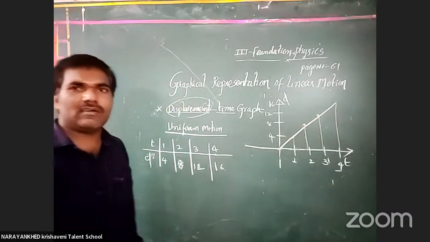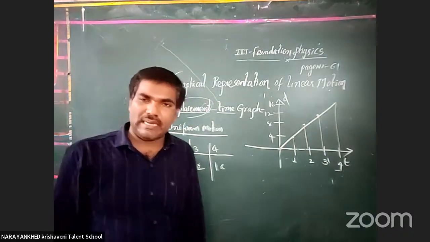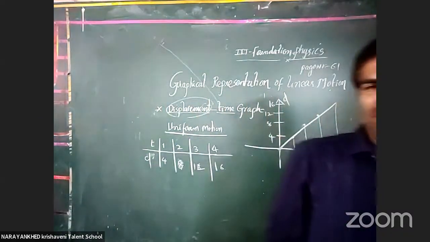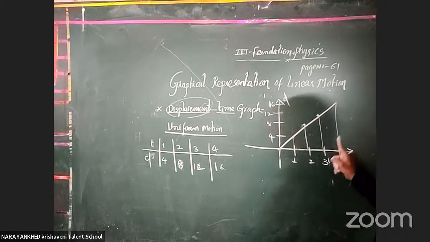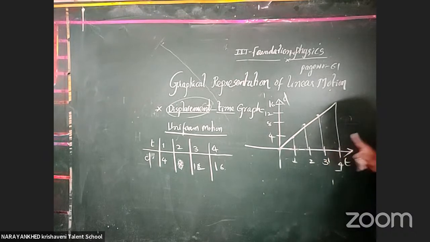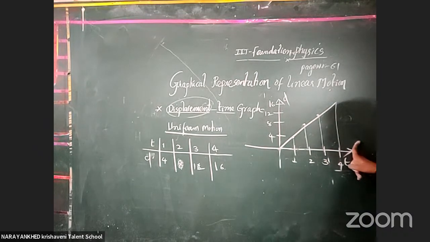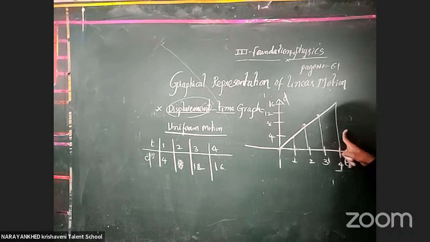In which form does it look? Straight line form. What did you understand from this? When we take a uniform motion, at that time the graph looks in the form of a straight line.